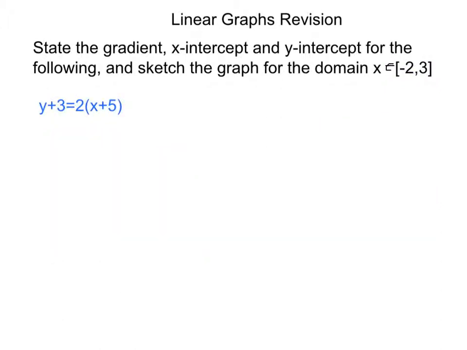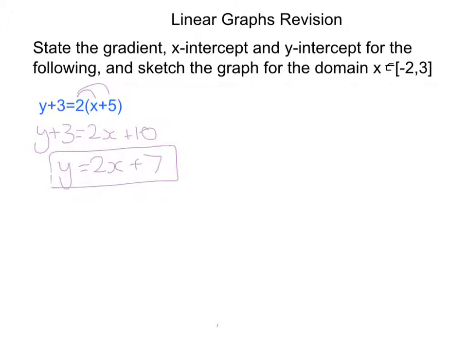State the gradient, x-intercept and y-intercept for the following and sketch the graph again. So what I might do with this one here is rearrange this equation to make it into a format that you might be more familiar with. First thing I'll do is expand the bracket, so we have y plus 3 equals 2 times x is 2x plus 2 times 5 is 10. And then if I take away 3 from both sides, we have y will be equal to 2x plus 7. That looks a bit more familiar. So our y-intercept will be equal to the 7, plus 7 at the end there.